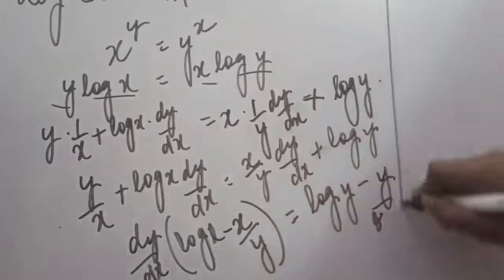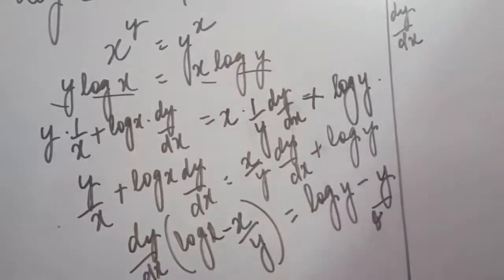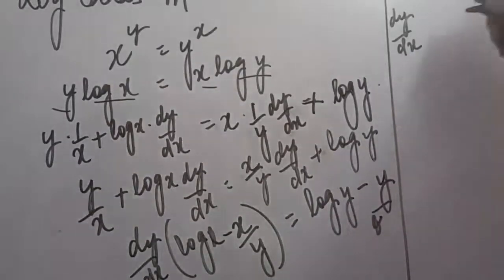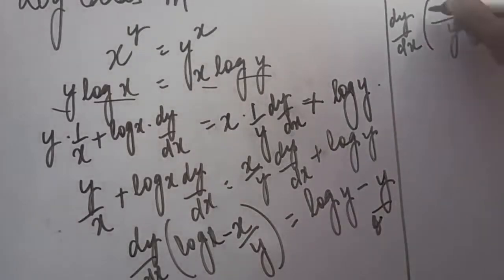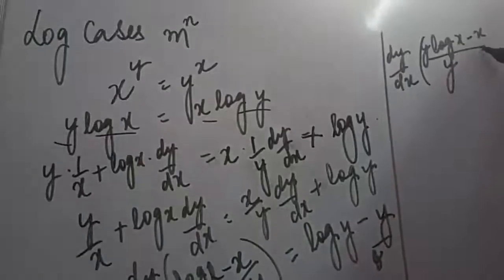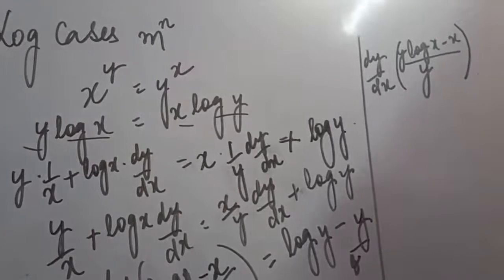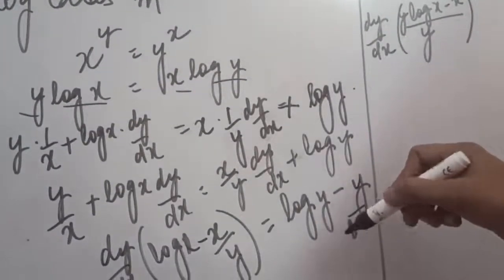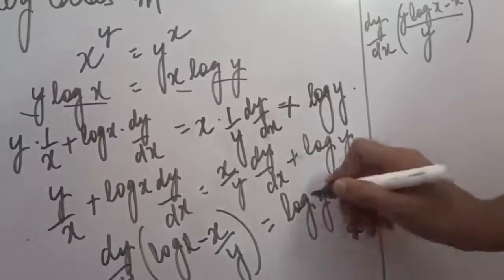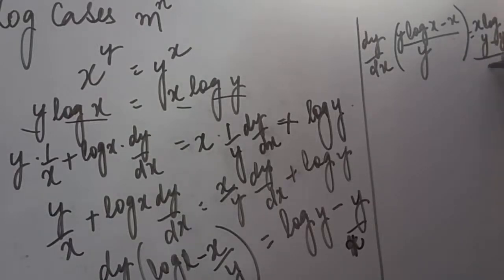If I take the LCM in the next step, so our left side dy upon dx will be equal to, taking the LCM is y, so y log x minus x. So you can see here, if I take the LCM, y will go here, y log x minus x. This is what has been written, and bracket close. On the right hand side also you can see that we can take the LCM. So the LCM will be x, so x log y will be there. So taking the LCM, it will be x log y minus y divided by x.